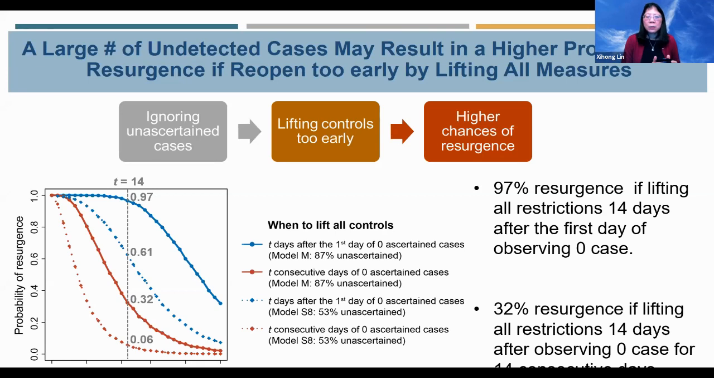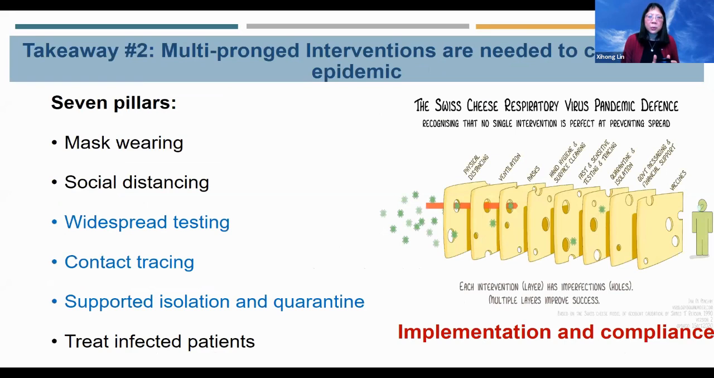And so in Wuhan, even after the city was reopened, the control measures were still on. So what it tells us is it's important not to reopen too early. And in the spring in the US, in May for example, the southern part reopened too early, so we observed a high resurgence in the south in the US. So take-home message number two is that a single control measure is not enough. It's important to have multiple control measures in place to control the epidemic.